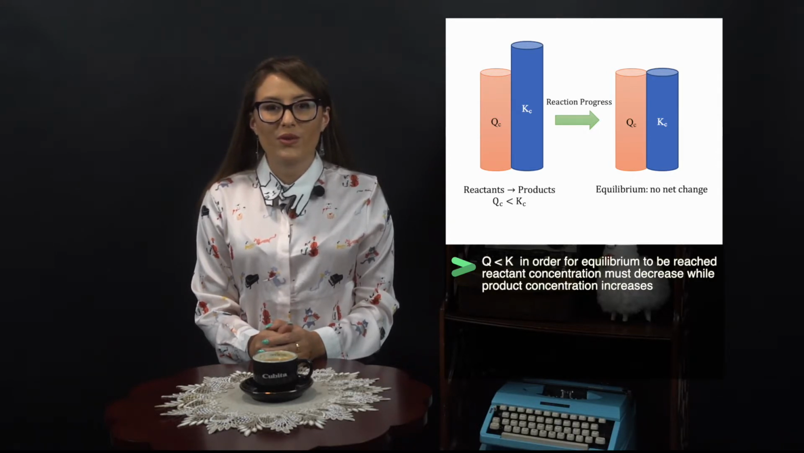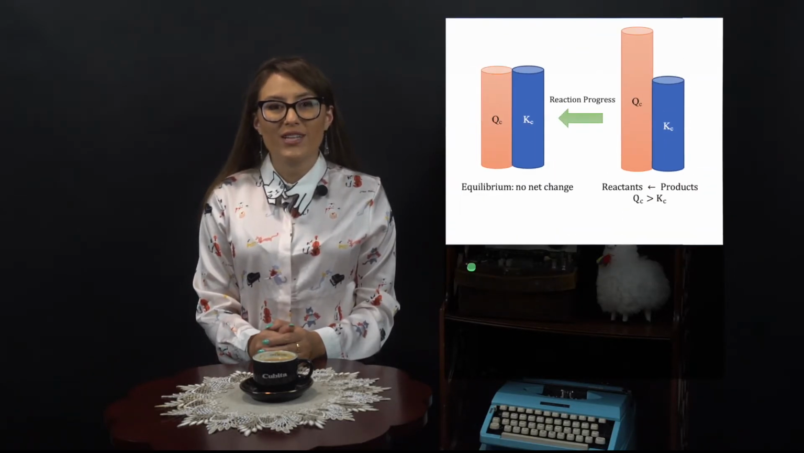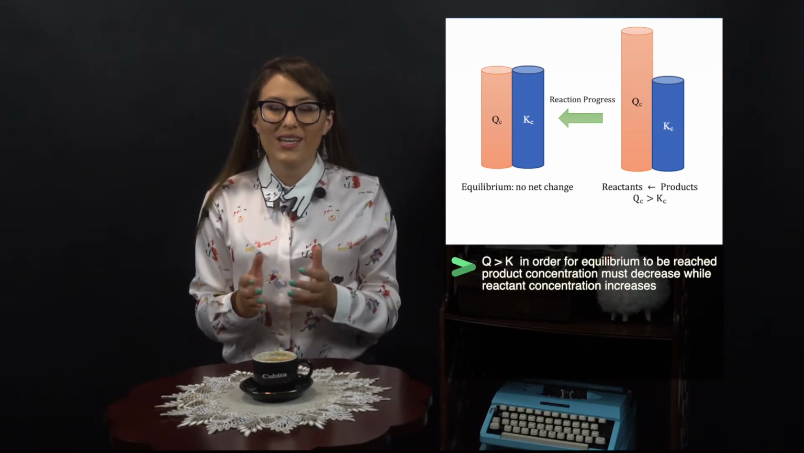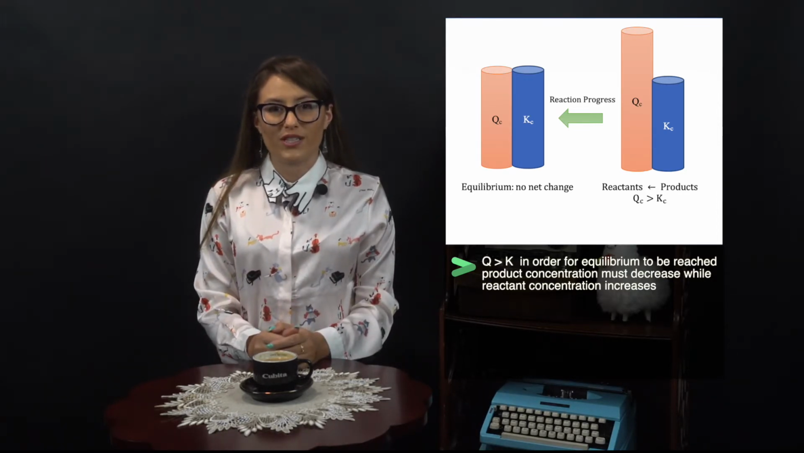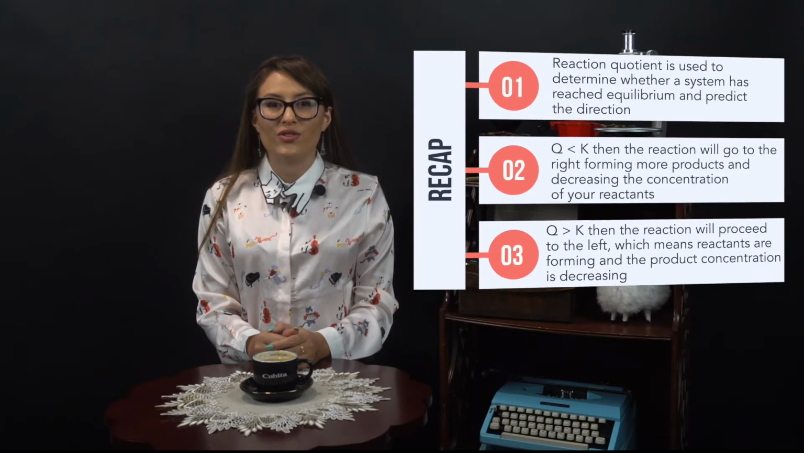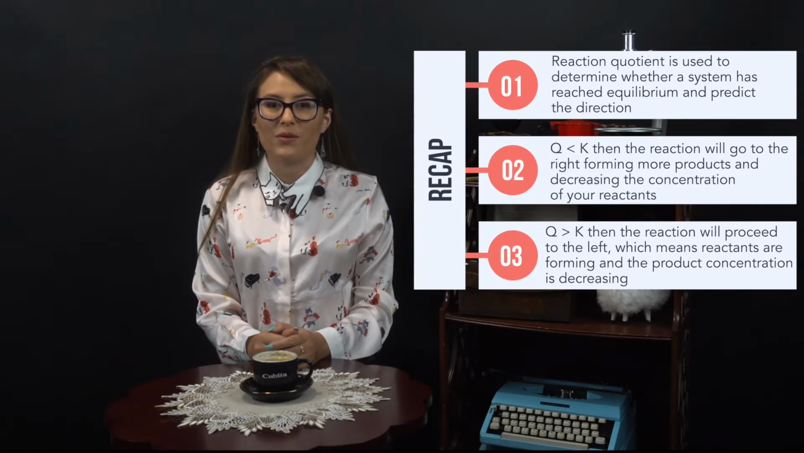In order to shift the reaction towards the products, reactant concentration must decrease while product concentration increases until equilibrium is reached. However, if Q is greater than K, then the reaction will favor the reactants until Q is equal to K. In order to do so, the product concentration must decrease, and the reactant concentration will increase until equilibrium is reached. As a brief recap, the reaction quotient is used to determine whether a system has reached equilibrium.